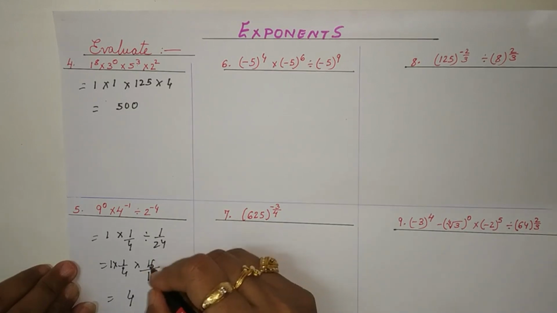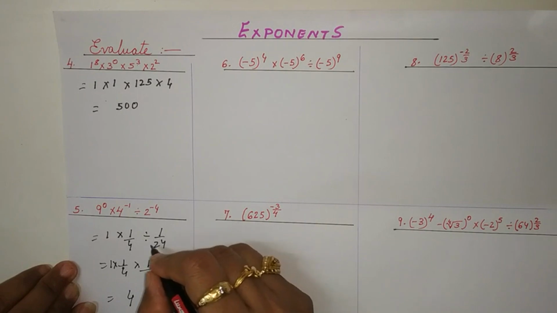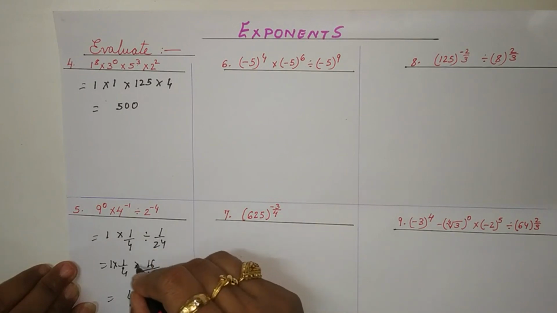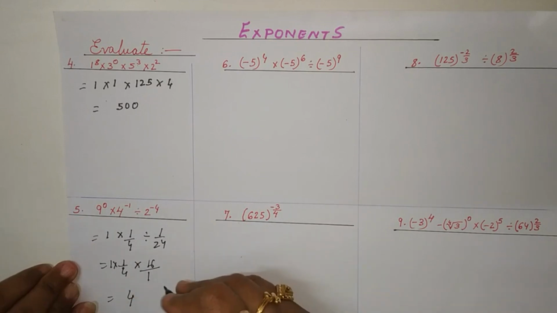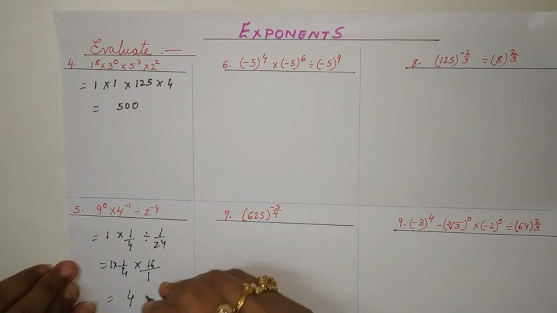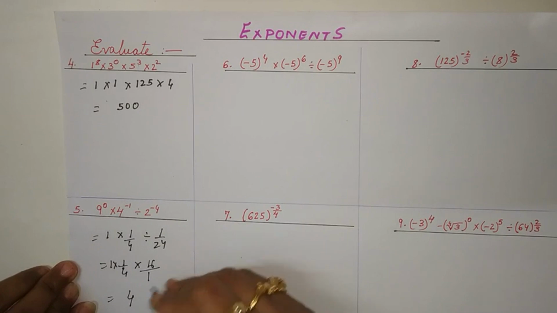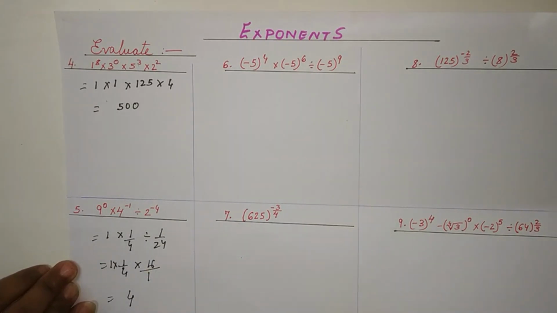I have skipped one step here. Instead of writing divided by 1 by 16, I have done this because it was repetition of the earlier questions. So let's not waste time in doing the same steps, same type of question again and again. This was understood. Okay, now the next question.